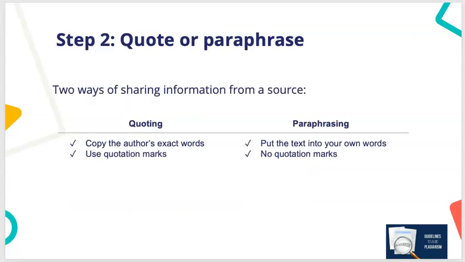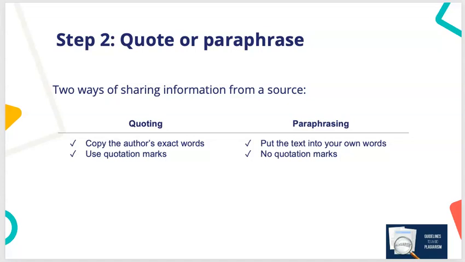Step 2. Quote or paraphrase. Two ways of sharing information from a source. Quoting: copying the author's exact words, using quotation marks and citing the source. Paraphrasing: put the text into your own words, no quotation marks are used, but you have to cite the source that you are using.